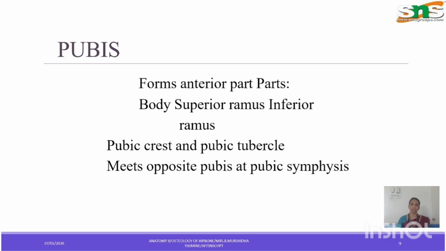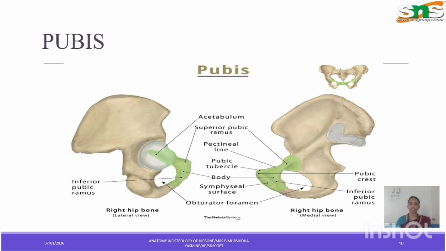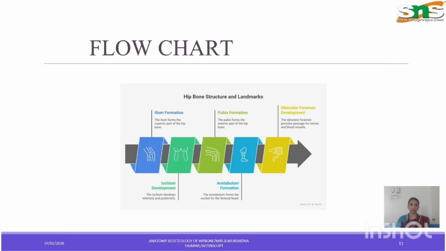Now coming to the pubis. The pubis forms the anterior part of the pelvis or hip bone. Its parts are the body, superior ramus, inferior ramus, pubic crest, and pubic tubercle. Both pubic bones meet at the opposite side and form the pubic symphysis. Here the green color-coded structure is the pubis, with the superior pubic ramus, the inferior pubic ramus, and the body of the pubis. Both pubic bones together form the pubic symphysis. That's how the pelvic cavity is completed.